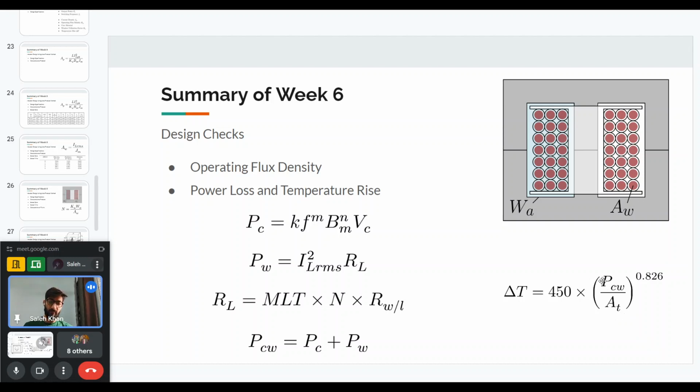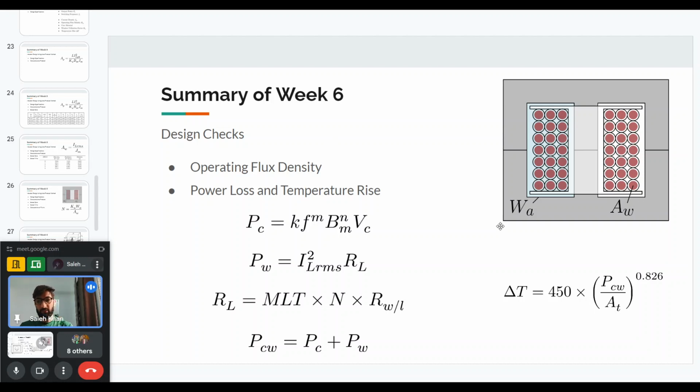Similarly, the total loss is in the numerator, so if you have more loss, then the temperature rise will be higher. So this is used to find the temperature rise. And this temperature rise should be within the limits. Similarly, the flux density should be within the limits.